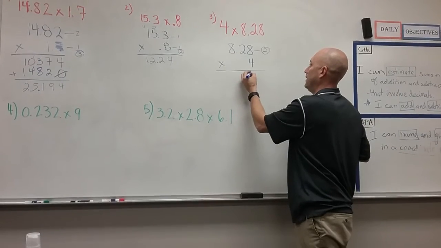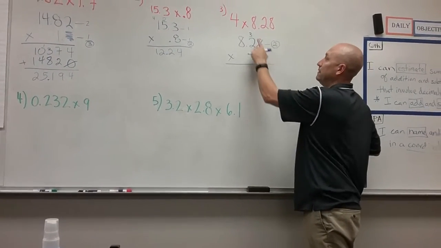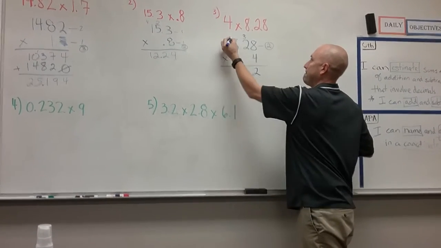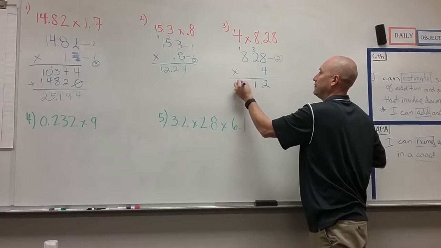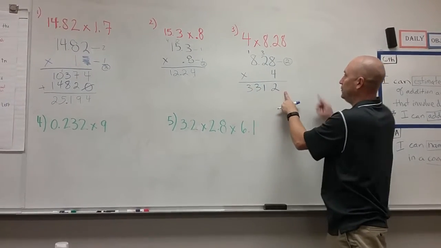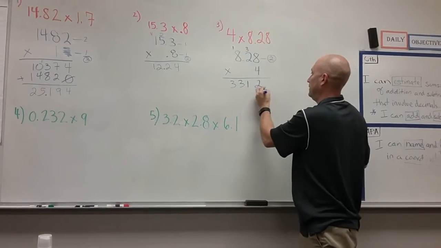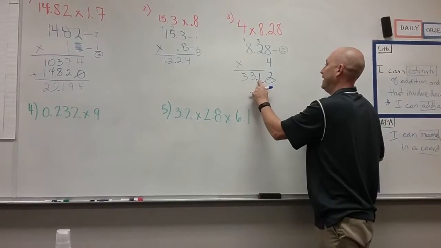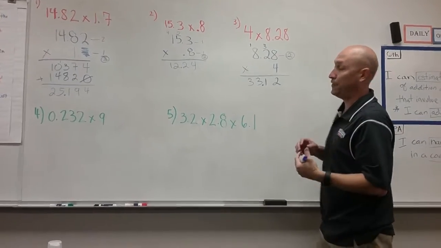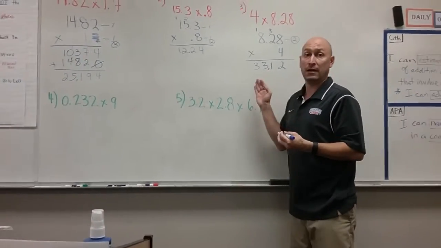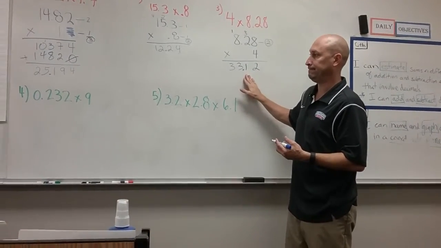8 times 4 is 32. 4 times 2 is 8, plus 3 is 11. 8 times 4 is 32, plus 1 is 33. My 2 decimal places go back in from the right to the left. My final answer is 33.12. I said it should be right at about 32. I know my answer's probably correct. My decimal place is in the correct spot.